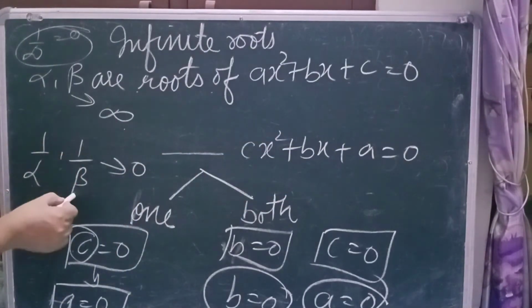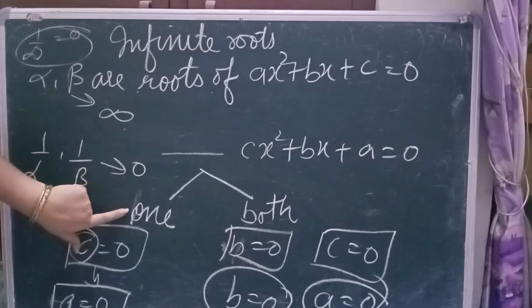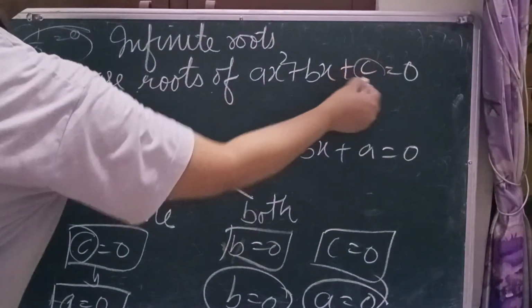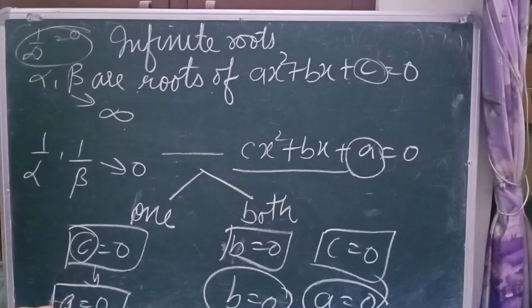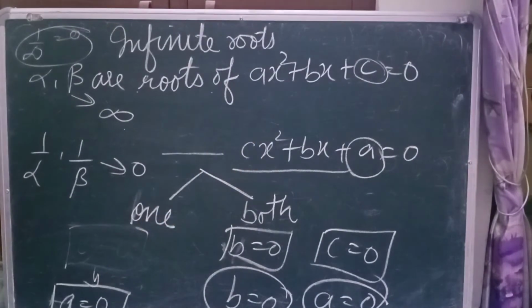And here 1 upon alpha and 1 upon beta will be tending to 0. If alpha is tending to infinite, then we can say 1 upon alpha will tend to 0. So if they are saying that one of the roots is infinite, we can say that 1 upon alpha is 0. When one root is 0, in the last part we have studied that c is always 0. That means here c we can consider the constant part, so in place of c we can write a is equal to 0.